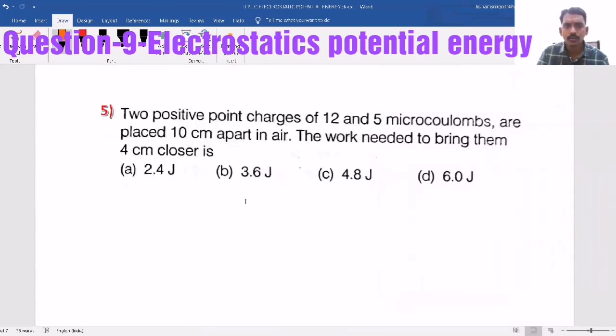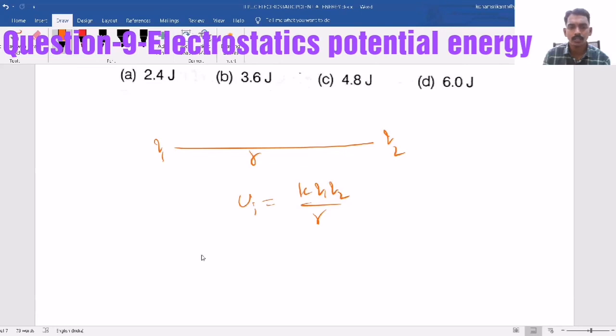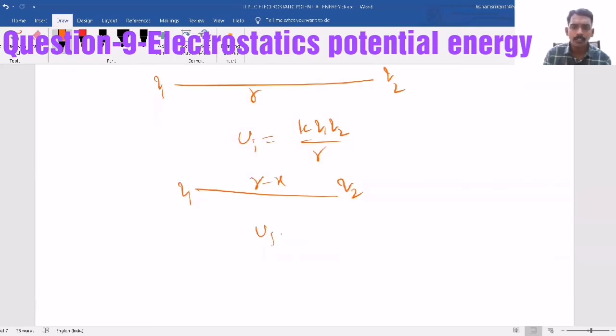And one last and final question. Two positive point charges are placed 10 centimeter apart in the air. The work needed to bring them 4 centimeter closer. See, there are two charges, and they are at some distance. So Q1, Q2, they are at some separation R. Then what is the initial potential energy? K Q1 Q2 by R. Now you bring them closer by some distance. Let's say the distance became R minus X. Now the final potential energy will become K Q1 Q2 by (R minus X). Then the work done is final minus initial.